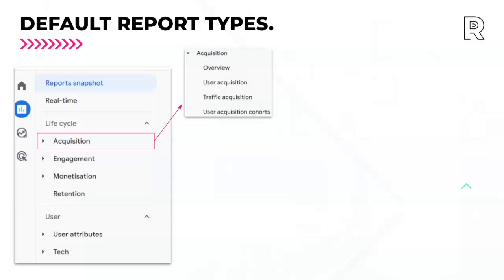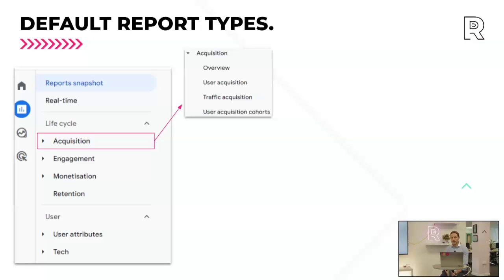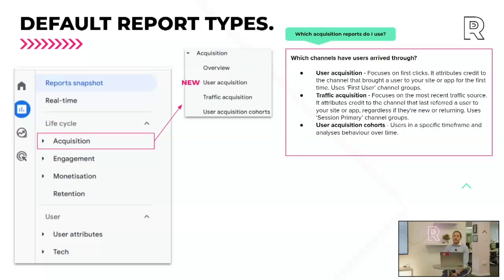And obviously there are different reports under each of those headings, which we will go through now. So the acquisition reports, broadly speaking, we have user acquisition, traffic acquisition, and user acquisition cohorts. Now, I don't think user acquisition is particularly well named. I would have called it new user acquisition. So there was a question, and it's a very common question, what's the difference between user acquisition and traffic acquisition reports? Well, the answer to that is user acquisition reports are how somebody found you for the first time. So the first time they visit the site.